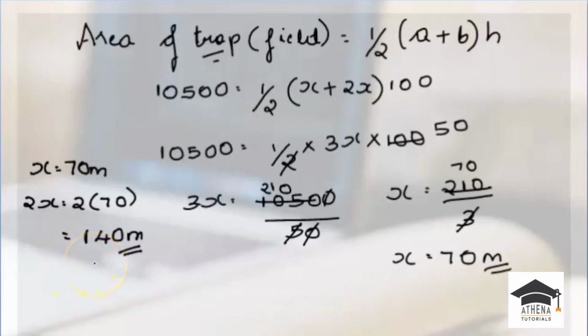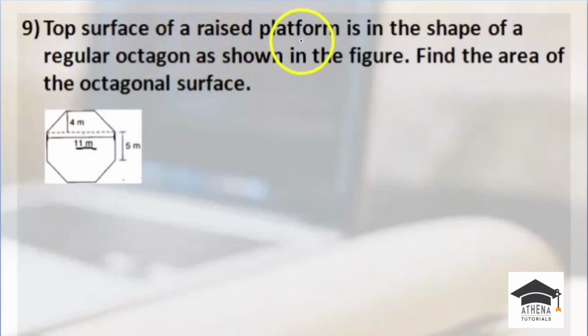Let's go ahead with the last question for the day, that is 9th question. Top surface of a raised platform is in the shape of a regular octagon as shown in the figure. Find the area of the octagonal surface. So octagon consists of how many sides? It consists of 8 sides. Here they have given that the top surface of a raised platform is of shape regular octagon. We need to find its area.